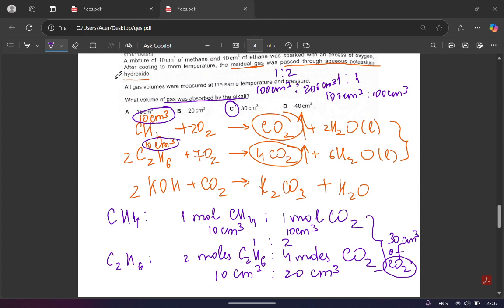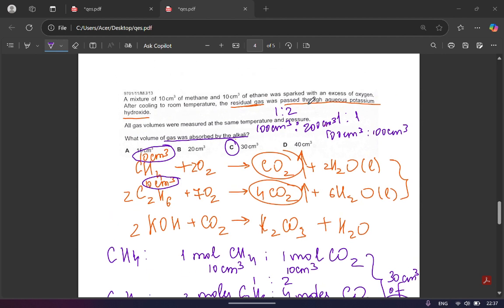Let's consider this question. A mixture of 10 cm cubed of methane and 10 cm cubed of ethane was sparked with an excess of oxygen. After cooling to room temperature, the residual gas was passed through aqueous potassium hydroxide. All gas volumes were measured at the same temperature and pressure. What volume of gas was absorbed by the alkali?